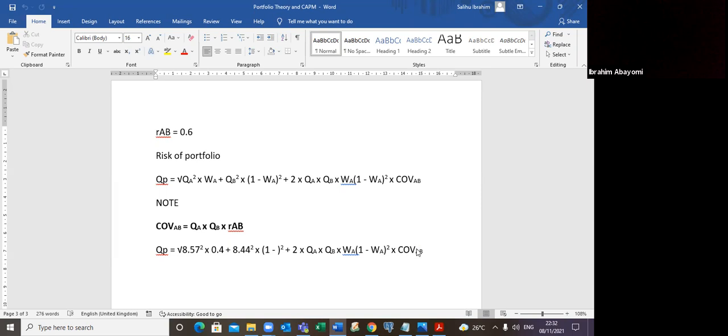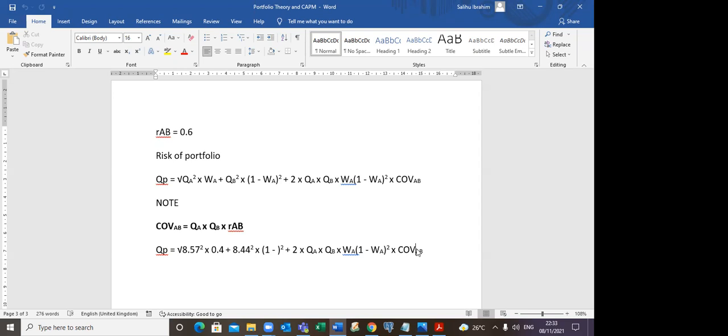And the standard deviation measures the degree of deviation of our actual return from expected return. The difference between what you are expecting and the actual result is what we call deviation. And that is what our standard deviation measures.